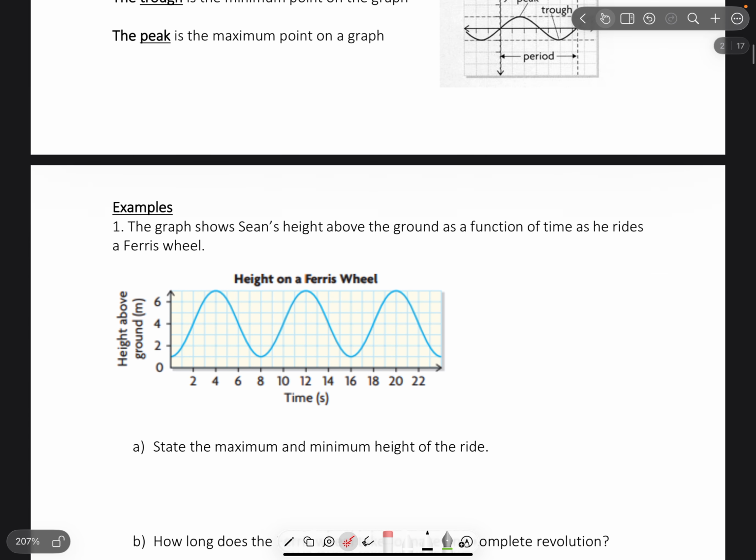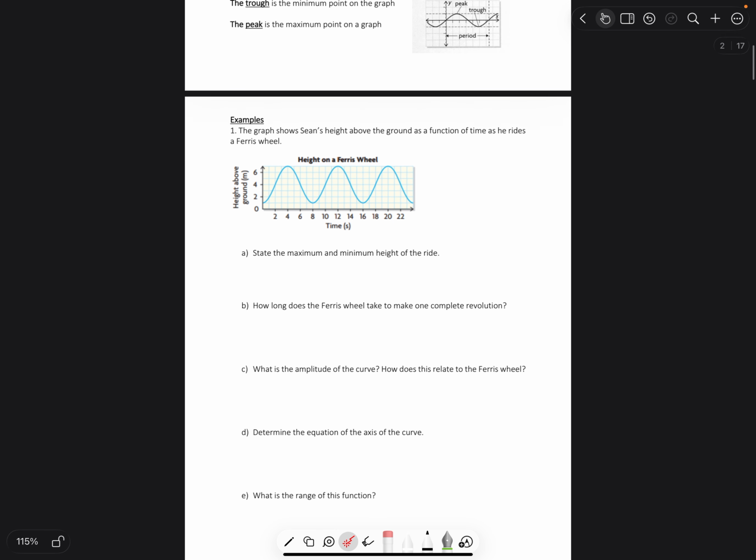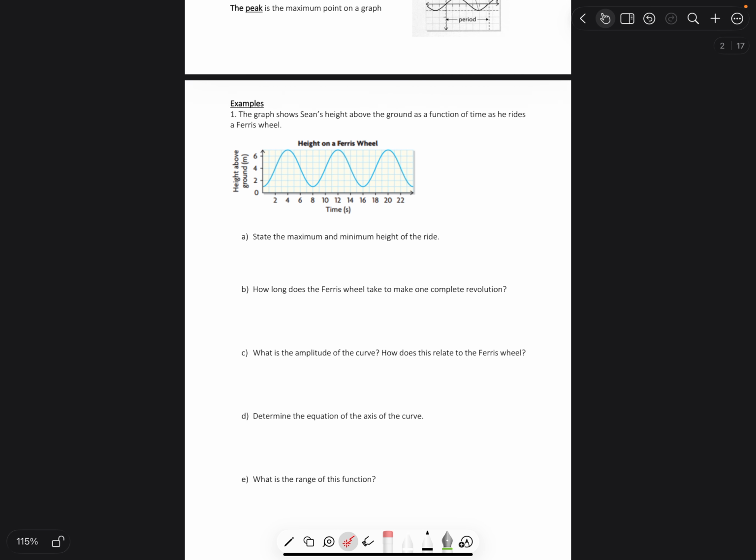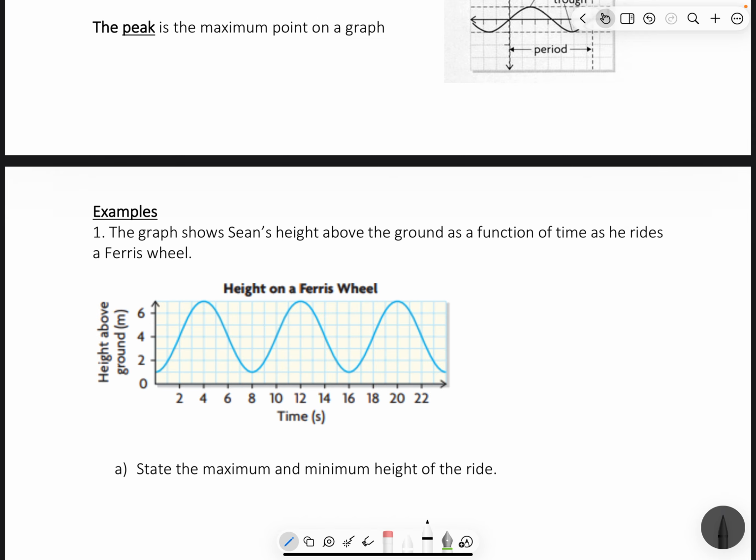Now we can try solving this question. You guys can try solving it on your own. I'll give you guys some time for that. Pause the video if you want to. Alright, now we will solve this question together. So now we want to state the maximum and minimum height of the ride.